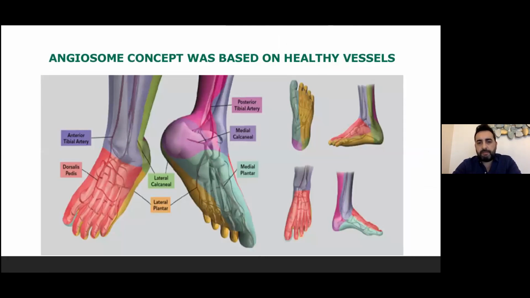As I mentioned, Taylor and Palmer are plastic surgeons, and the angiosome concept was based on healthy vessels. You can see these 6 angiosomes at this side: anterior tibial artery area, dorsalis pedis area, lateral plantar area, lateral calcaneal area, and this peroneal artery area, and the medial plantar area, medial calcaneal area. These are well-known angiosomes of the limb below the knee.